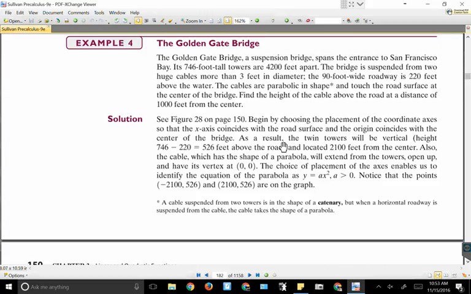Golden Gate Bridge is a suspension bridge, spans the entrance to San Francisco Bay. 746 foot tall towers are 4,200 feet apart. Bridge is suspended from two huge cables more than 3 feet in diameter. The 90-foot roadway is 220 feet above the water. The cables are parabolic in shape. Okay. It actually goes down there and talks about that, but we will deal with that. Touch the road surface at the center of the bridge. Find the height of the cable above the road at a distance of 1,000 feet from the center.